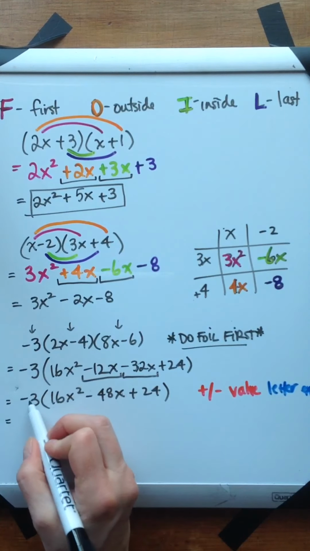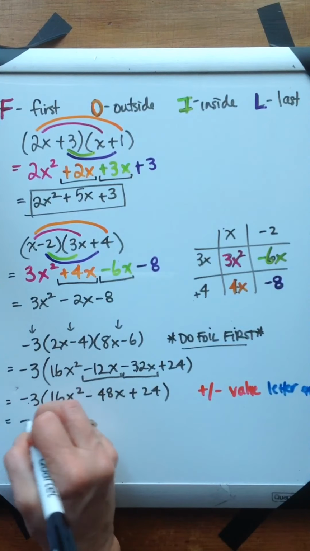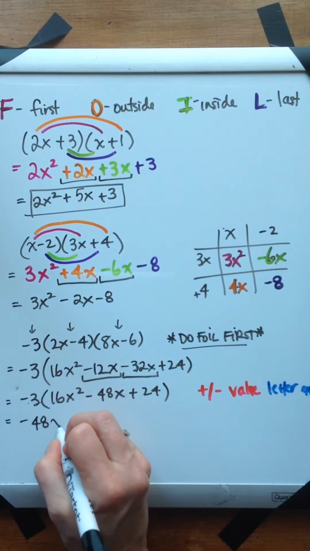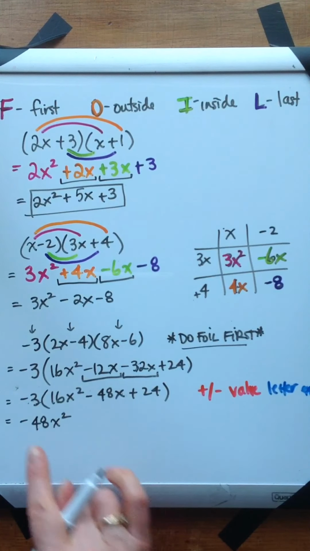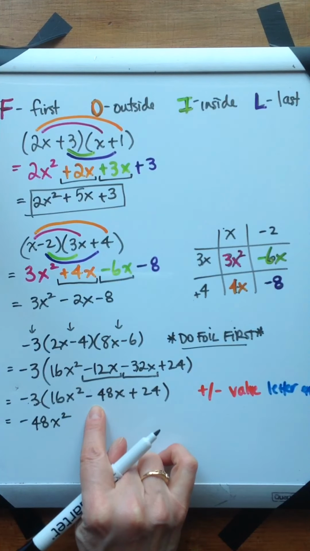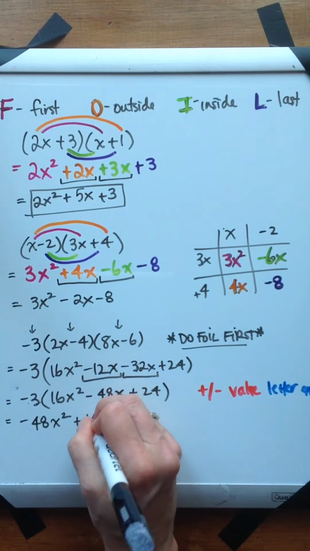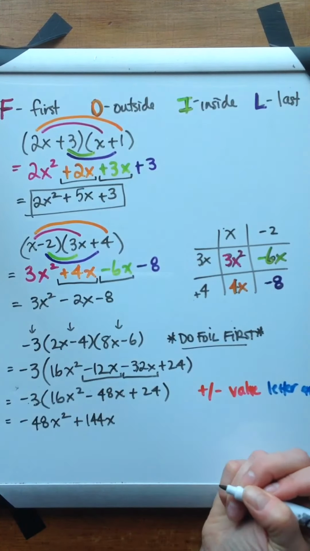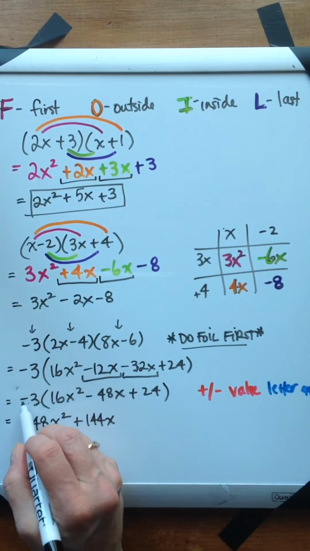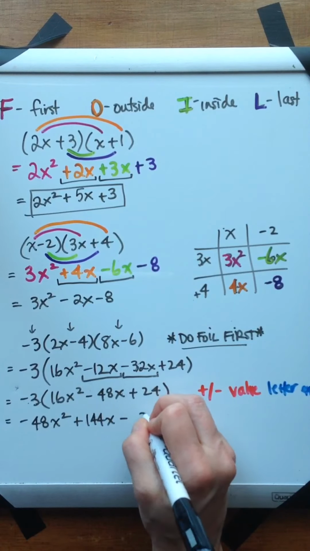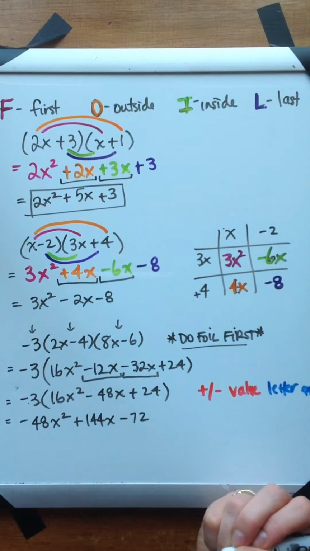So negative 3 times positive 16 would be negative 48. There's no literal part here, so I'm going to keep the x squared. Negative 3 times negative 48 is going to be a positive value. That's going to be 144 x's. And then negative 3 times positive 24 is going to be a negative. That's going to be 72.